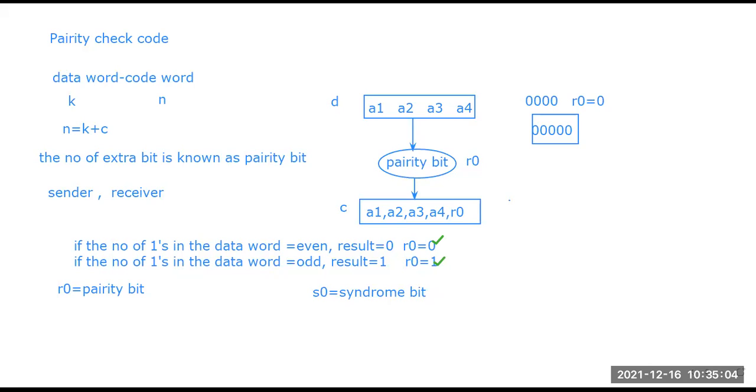We are using the parity bit calculation, adding the parity bits. If the number of ones is even, then we add a 0 as the parity bit. If it is odd, then we add a 1 as the parity bit. Then on the receiver side, we calculate again, that is the syndrome value.